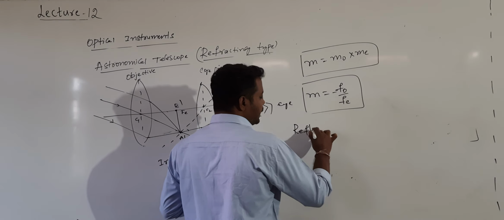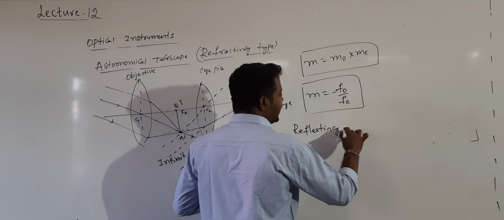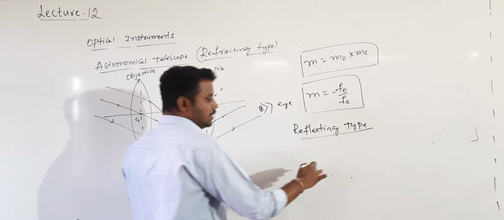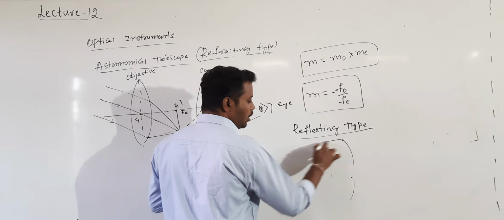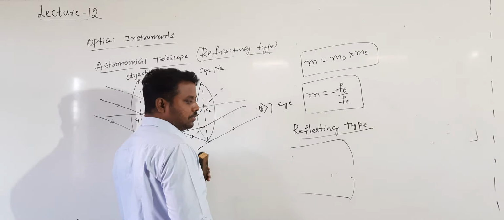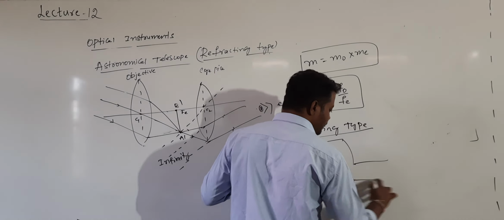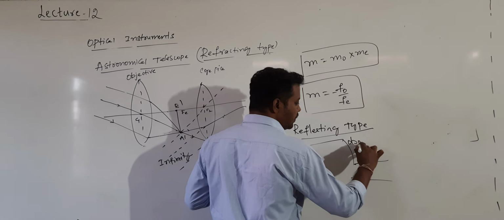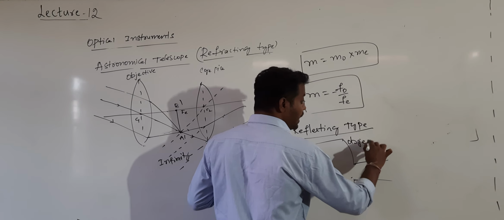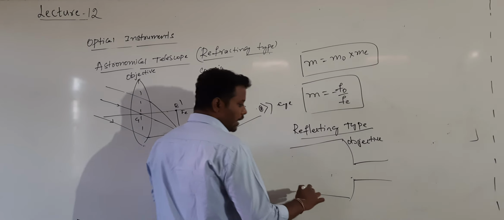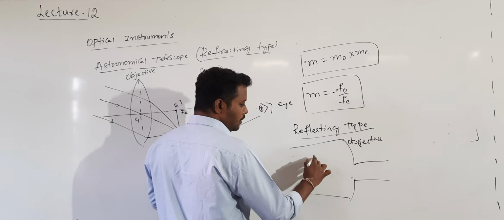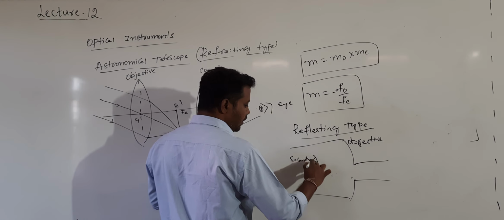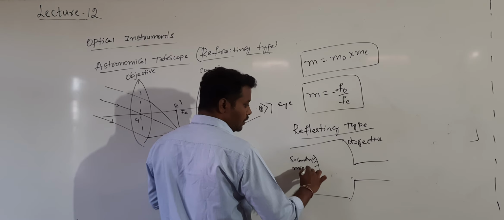So one more type of telescope is the reflecting type, under the astronomical telescopes. In this reflecting type telescope, instead of only the lens, we will also use mirrors. So this is our objective mirror, and this will be a second mirror, the secondary mirror.